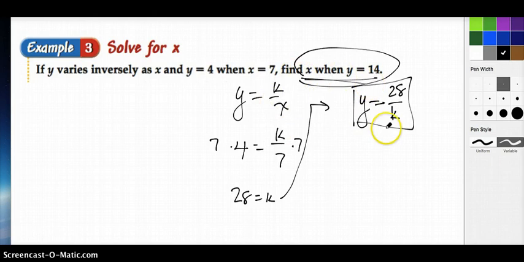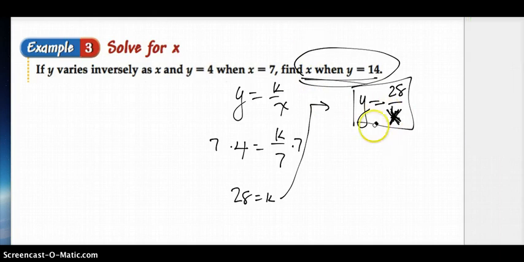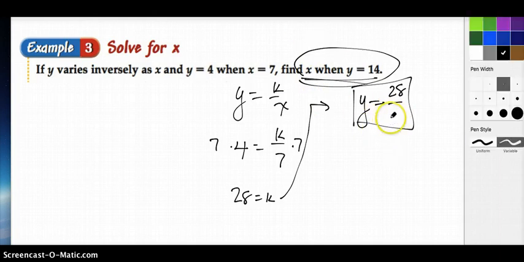Now we're going to use that to get this. So it says find x. Oh, this should be an x down here. Okay, so find x. That's what we're looking for when y is equal to 14.